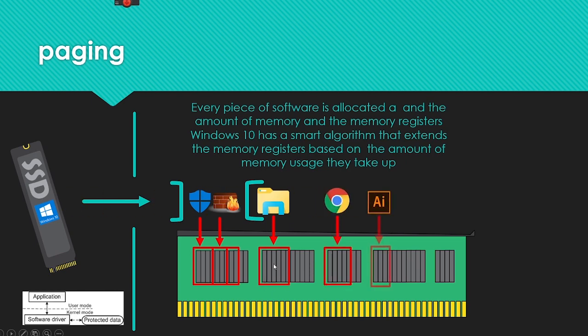We can see Google Chrome, Adobe Illustrator, Photoshop, and Microsoft Outlook. Every program is allocated a piece of memory from the register, and there's a smart algorithm that if a program wants to use more memory, then it is allocated more registers, but no program can access another program's registers.